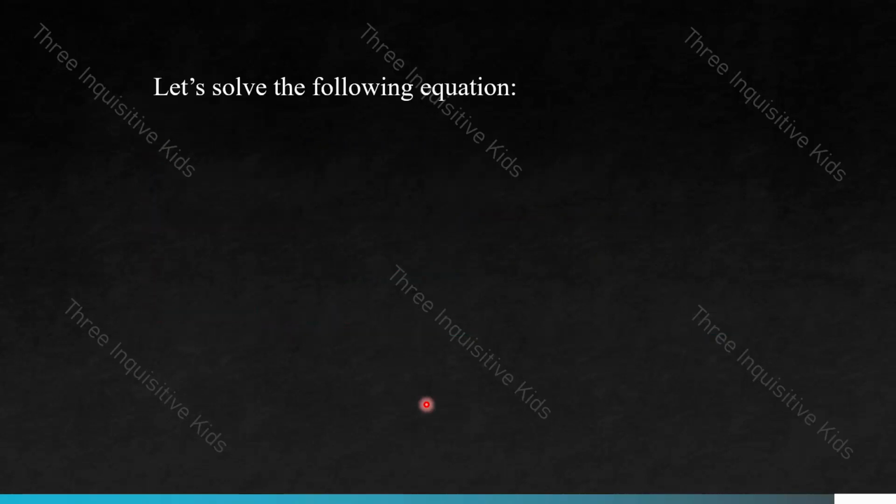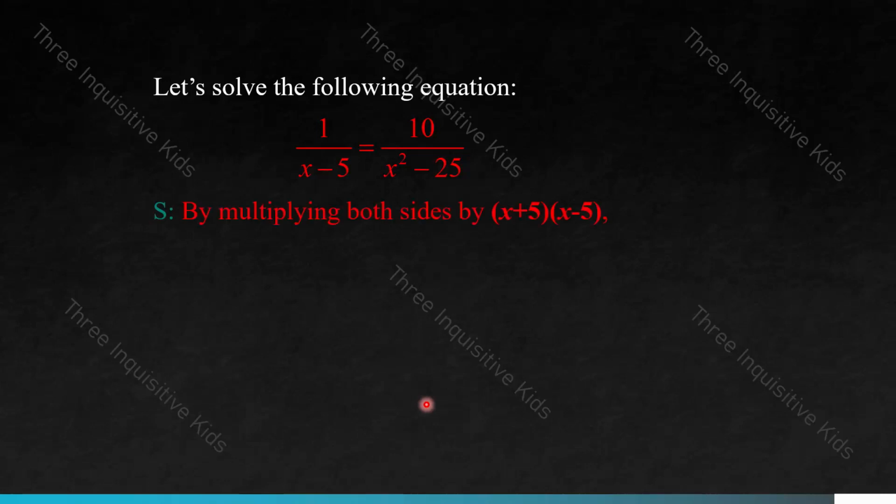Let's solve the following equation. 1 over (x minus 5) is equal to 10 over (x squared minus 25). Now using the steps that we've just talked about, as well as the mindset of removing denominators, pause the video and try to solve this rational equation. This should have been your answer. We can multiply both sides by (x plus 5) times (x minus 5), which is the least common multiple of each of these unlike denominators. This gives us x plus 5 is equal to 10, so x is equal to 5.